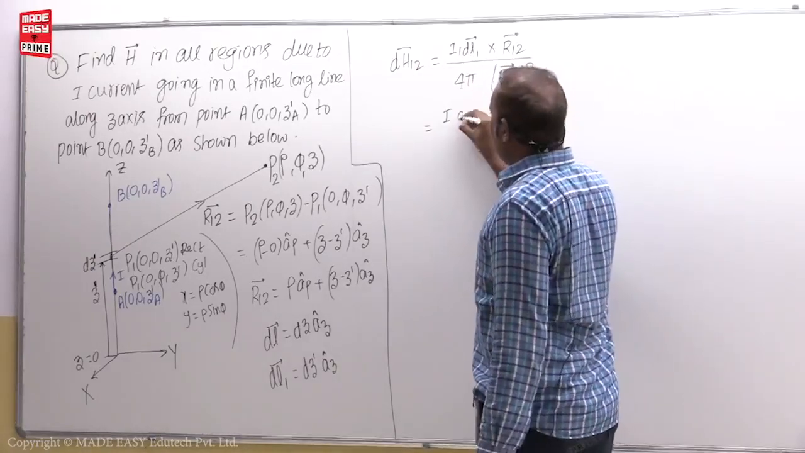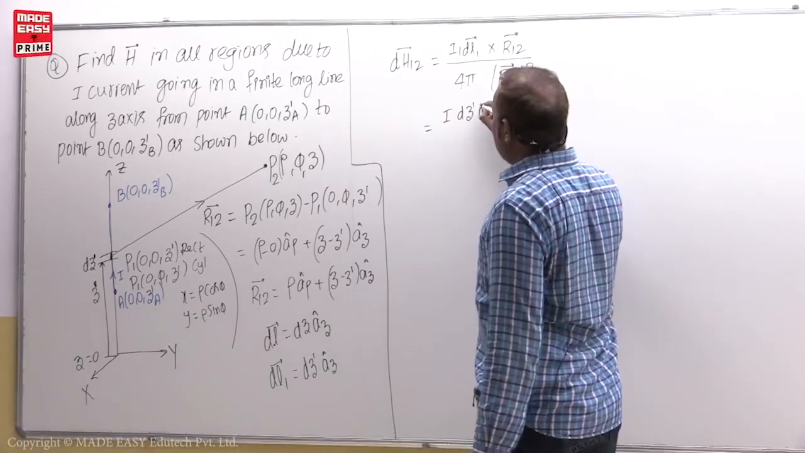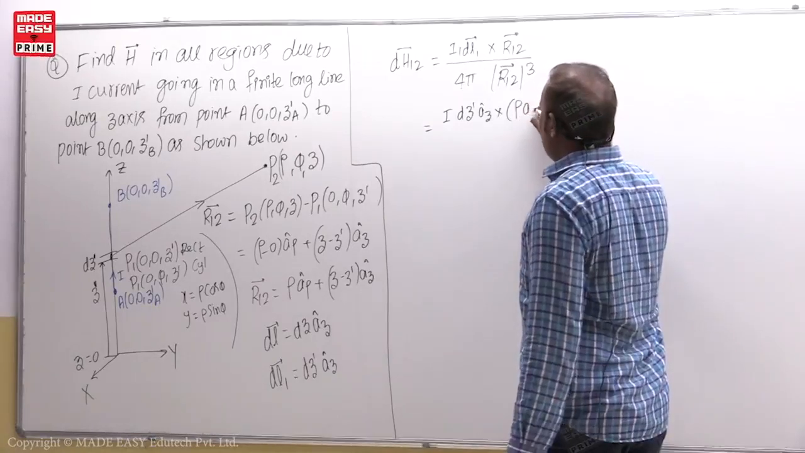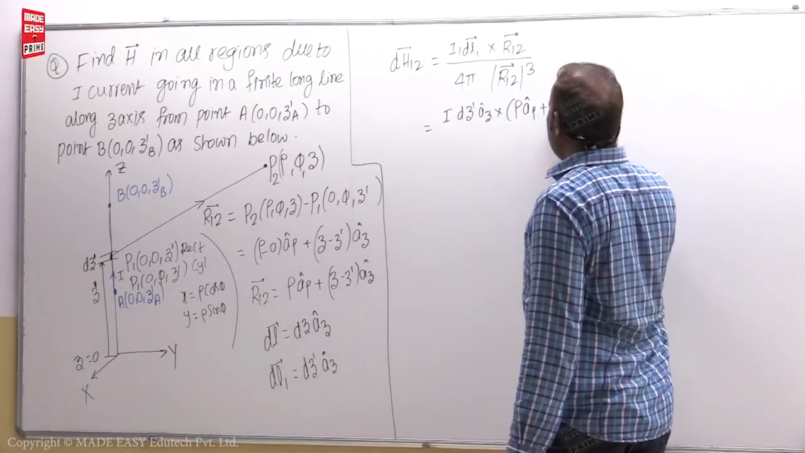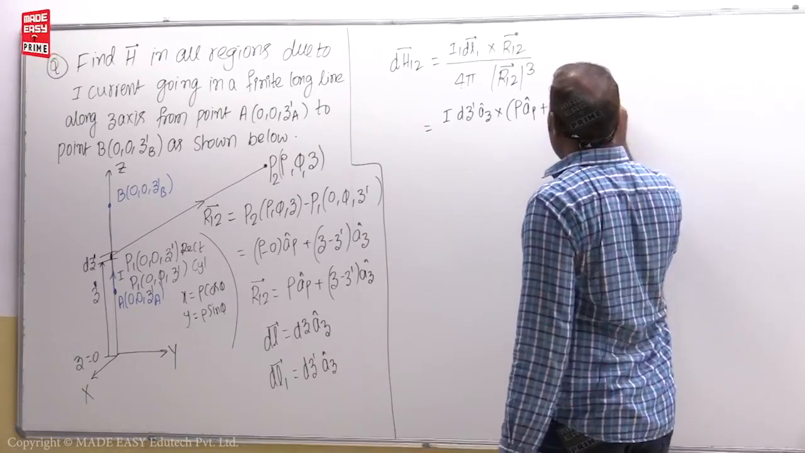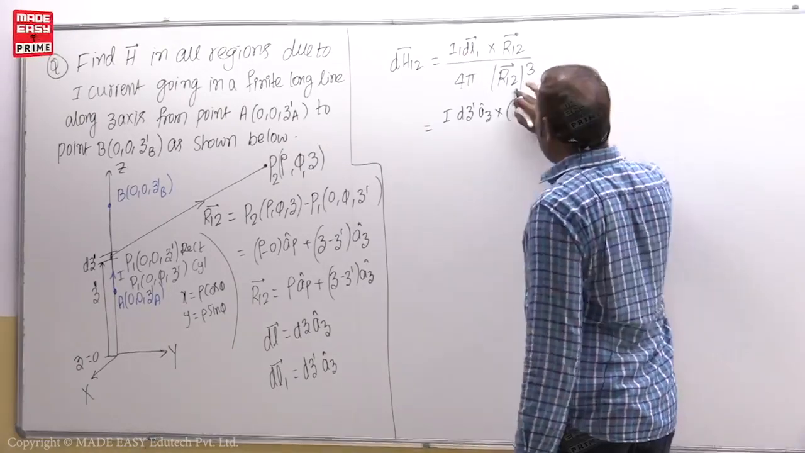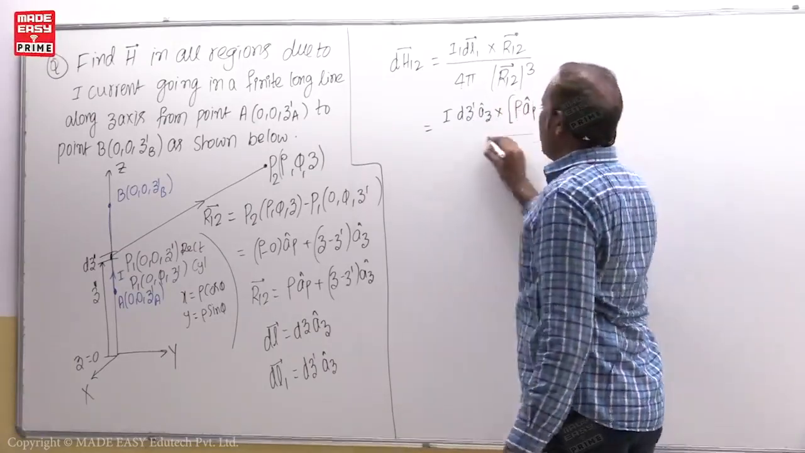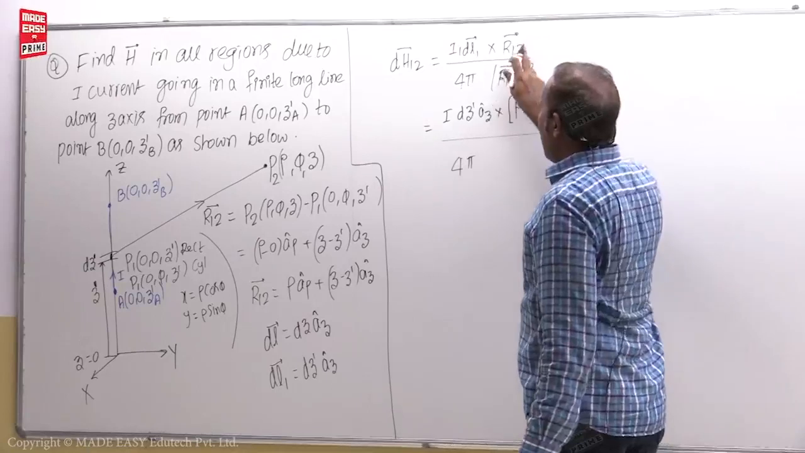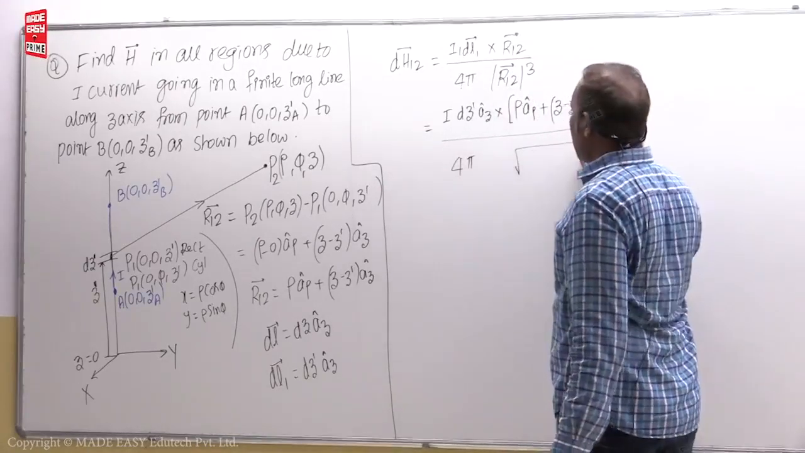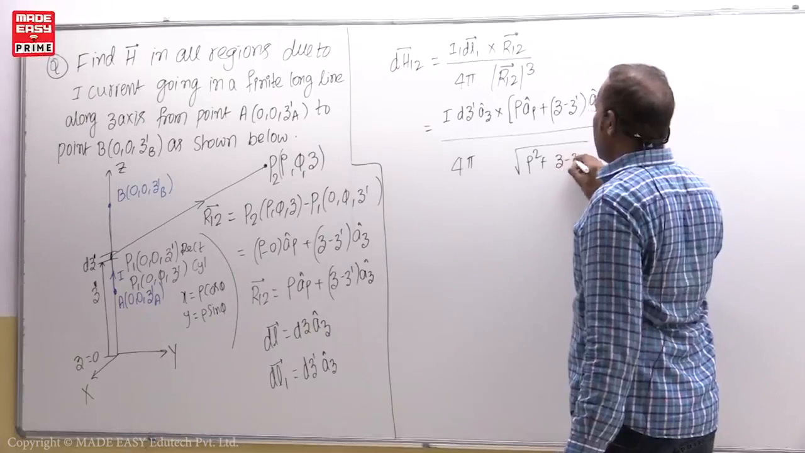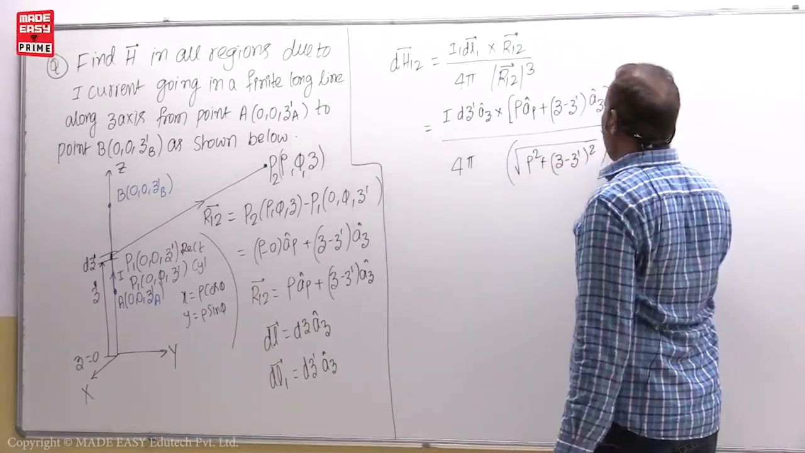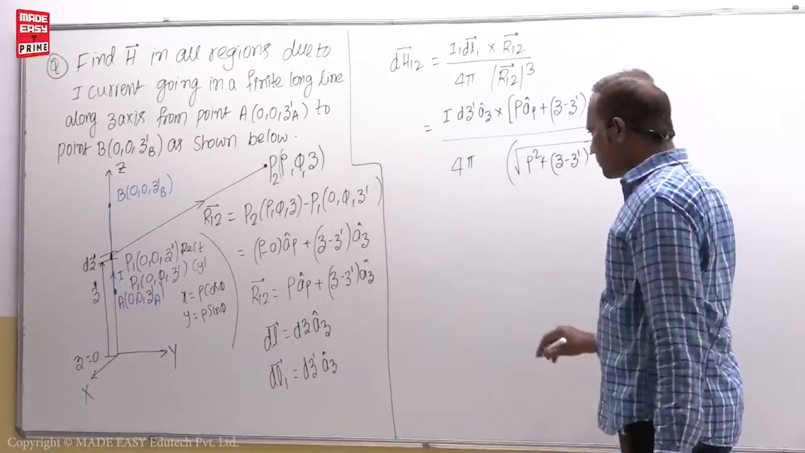dl1 bar is dz dash az, cross R12 bar, which is rho a rho plus (z minus z dash) az, divided by 4 pi. R12 bar is this one, so modulus of that means the square root of rho square plus (z minus z dash) whole square, that is modulus of R12, then whole cube is there.